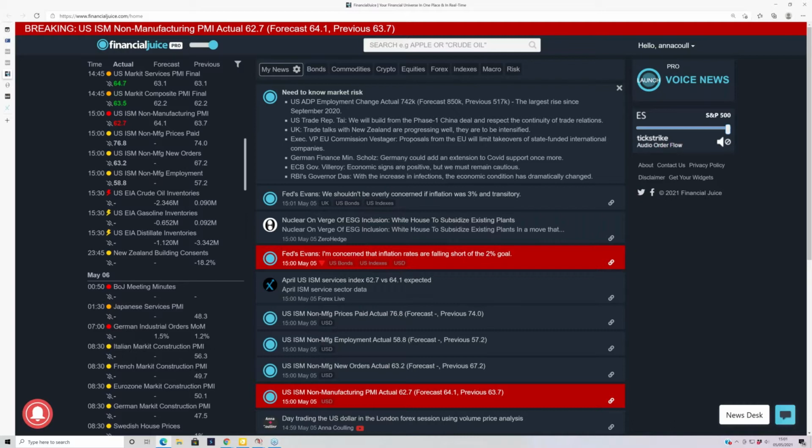The ISM has actually gone down slightly, which is interesting. 62.7. It's come below expectations. Services index, well, they say 62 versus 64.5.